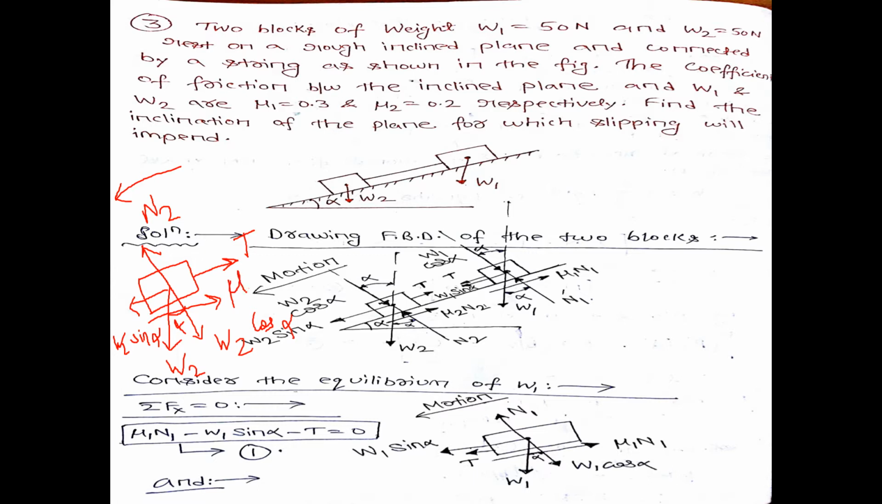F2 is nothing but mu 2, where mu 2 is the coefficient of friction between the second block and the inclined plane, into N2. So this is the final free body diagram for the second block. Any doubt so far in the free body diagram of the second block?